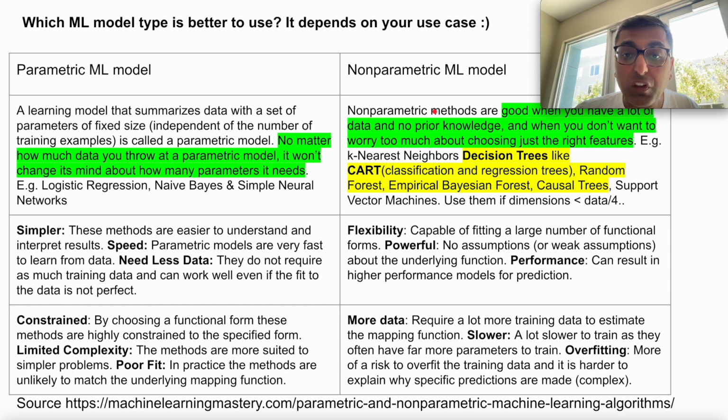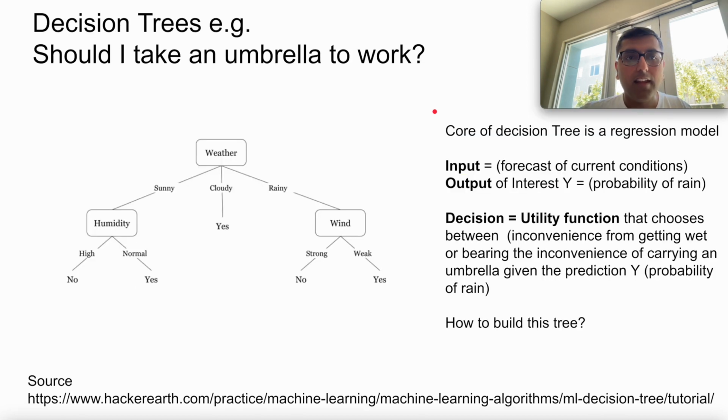So that's the rule of thumb, a simple heuristic to use. Let's take another example to make decision trees really concrete. Should I take an umbrella to work? That's a simple decision that we all have to make. Should I take an umbrella to work or not?